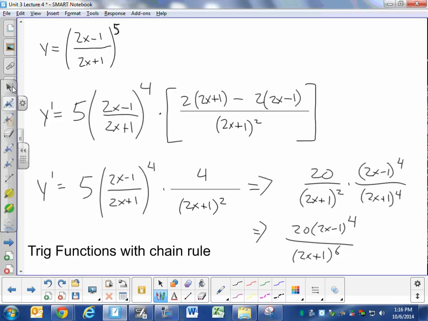So, this is your derivative. This is an answer choice on a test. Okay? Simplify your x's and your numbers. Then, what you can do is multiply this 5 over 1 by this 4 over 2x plus 1 squared. That gives you 20 over 2x plus 1 squared. Then you can rewrite this as 2x minus 1 to the 4th over 2x plus 1 to the 4th. Combining your 2x plus 1 gives you 2x plus 1 to the 6th.